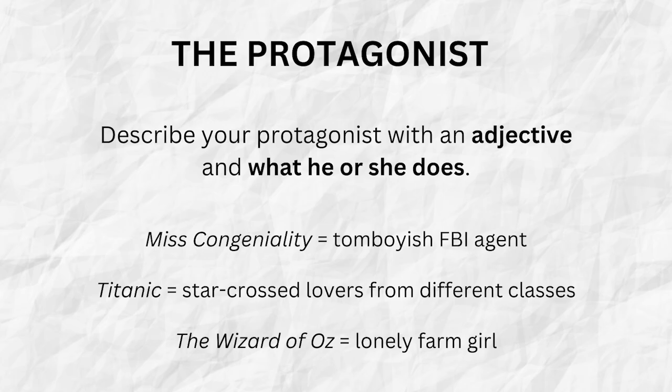Things to include in your logline. The protagonist. Describe your protagonist with an adjective and what he or she does. In Miss Congeniality, the protagonist is a tomboyish FBI agent. In Titanic, 2 star-crossed lovers from different classes. And in The Wizard of Oz, it's a lonely farm girl.